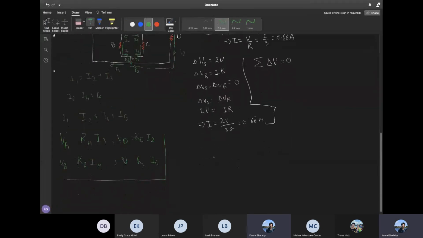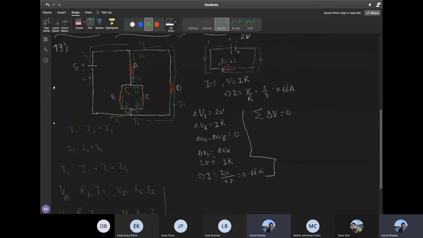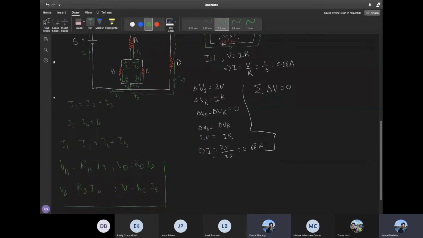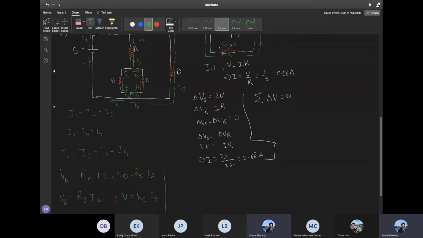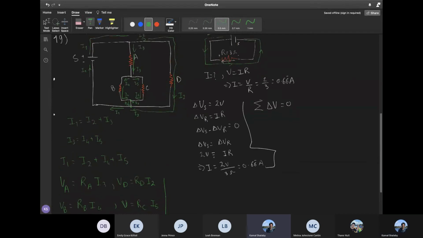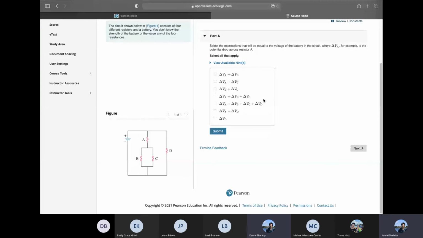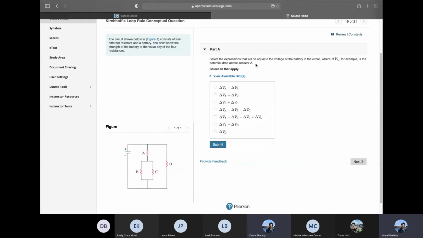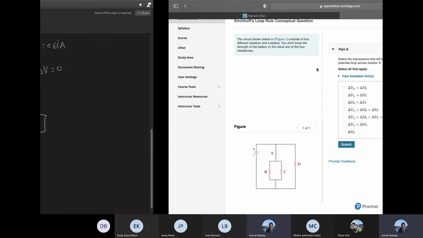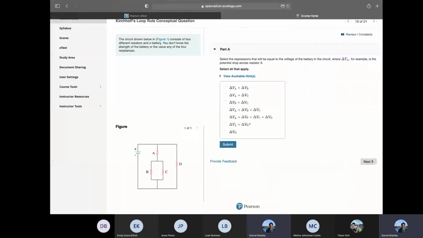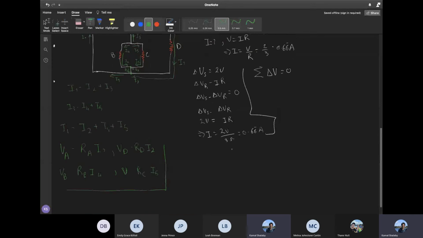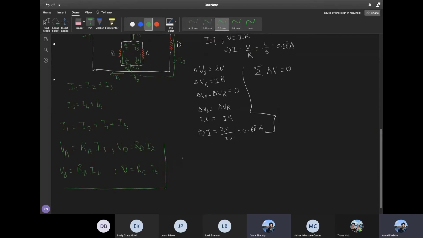Okay. This is going to be more confusing, but I need something that tells you why that's going to be the case. Okay, so honestly, what was the question? Select all the expressions that equal the voltage of the battery in the circuit. Okay, yeah. This is VC.